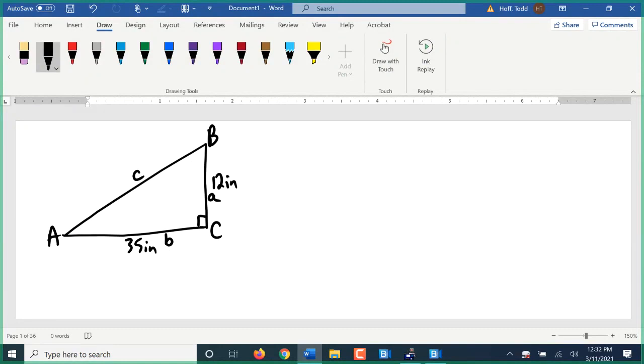And now we can find the other pieces of that. We can find side little c, angle A, and angle B. So we have a triangle. We know 3 of the 6 pieces.